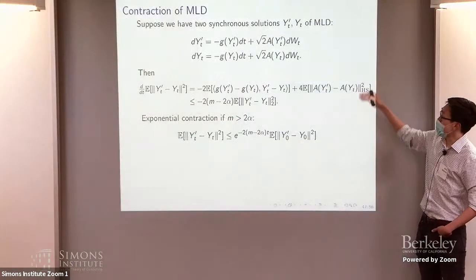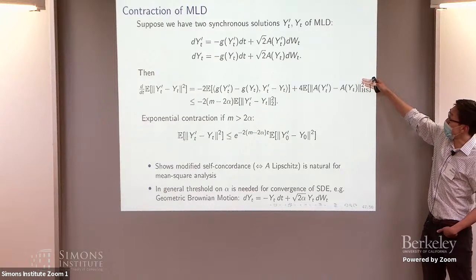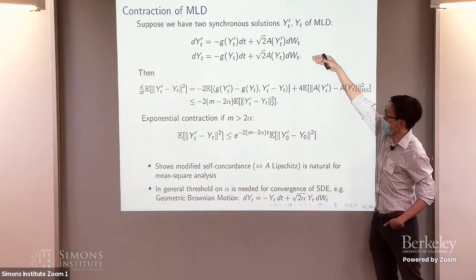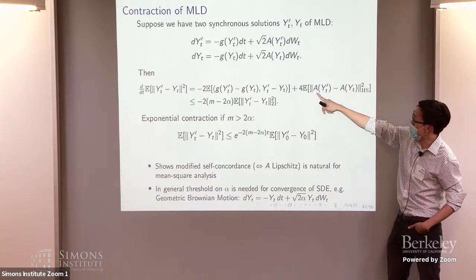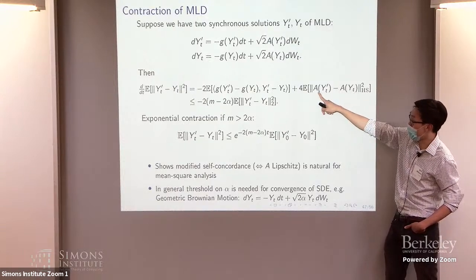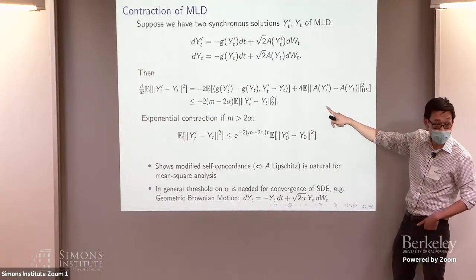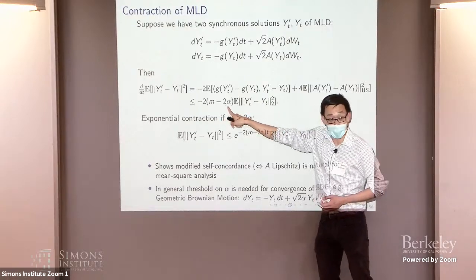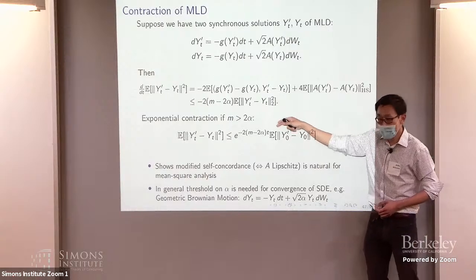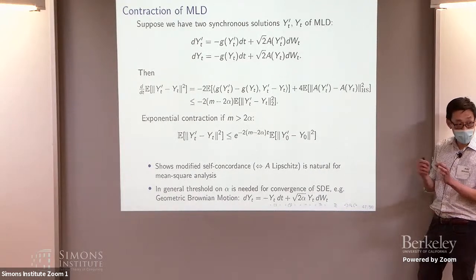Right now it's needed in the calculation. I skipped this slide earlier, but if you have two synchronous solutions and you compute the difference between their L2 norm, the difference of the square root covariance happens here. So you can see why modified self-concordance is a natural condition to use. The constant that comes out is m minus 2 alpha. That's the condition. But in general, we also need some bound alpha on the Lipschitz constant of this one to make sure the SDE converges.